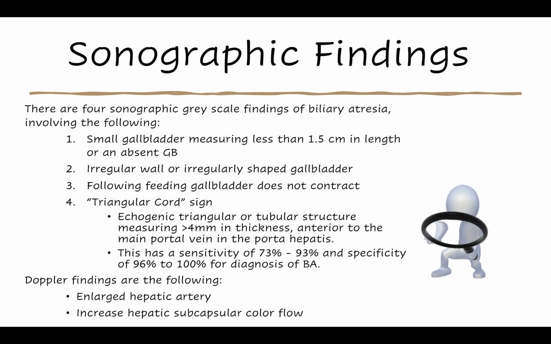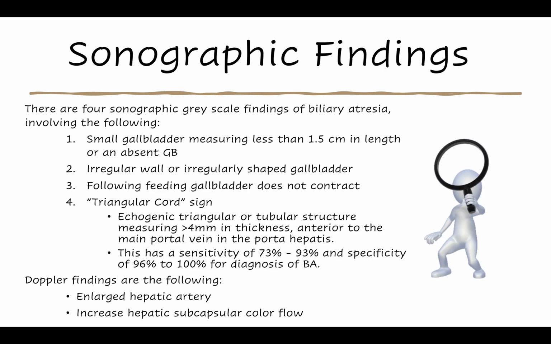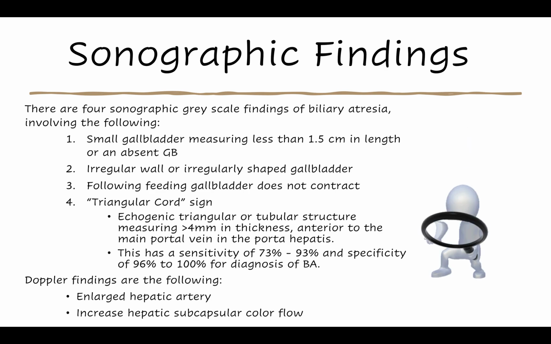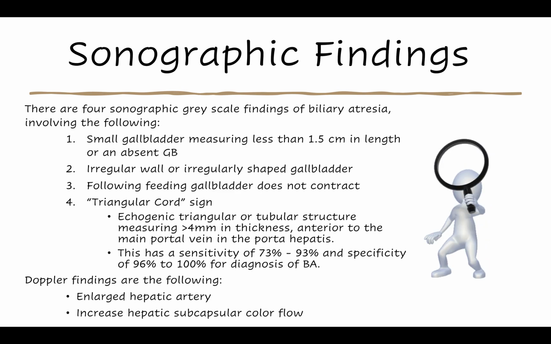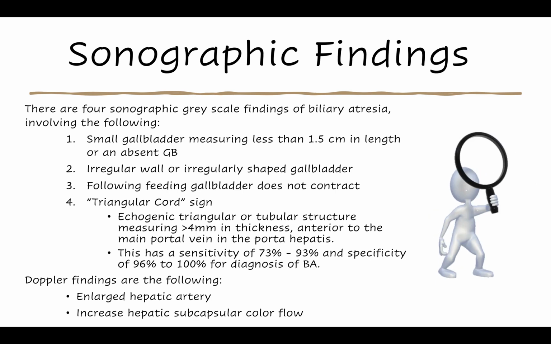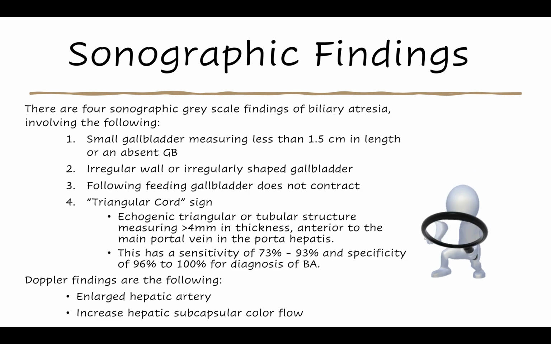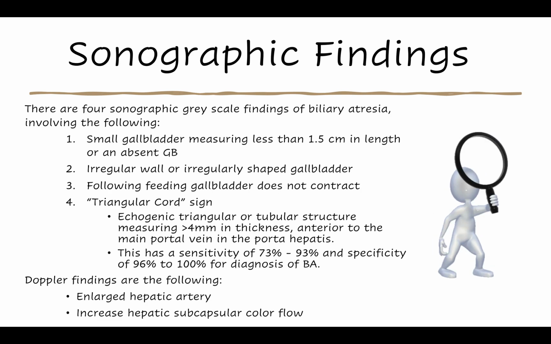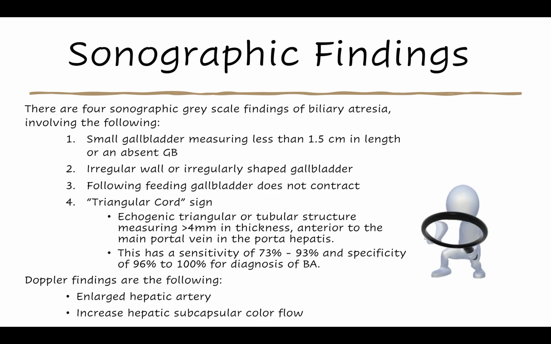This is an echogenic triangular or tubular structure measuring more than 4 millimeters in thickness, anterior to the main portal vein and the porta hepatis. This has a sensitivity of 73 to 93% and specificity of 96 to 100% for diagnosis of biliary atresia. Doppler findings are the following: enlarged hepatic artery, increased hepatic subcapsular color flow.